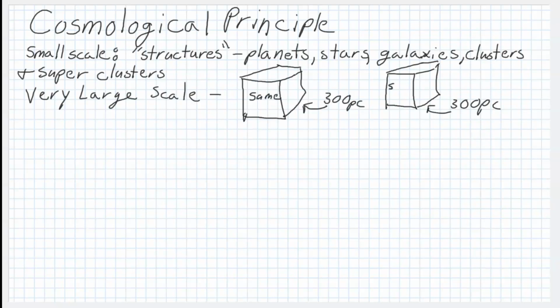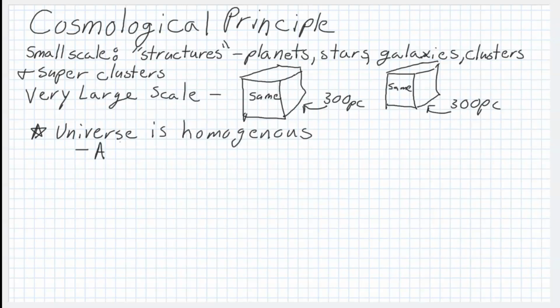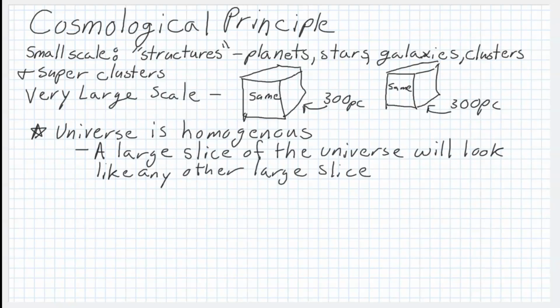I would find that the structures they contain aren't really that unique. There's a similar number of planets, there's a similar number of stars, galaxies, clusters, and superclusters. And so, basically, these two cubes, at the scale of 300 parsecs, I couldn't tell the difference between them, no matter where I took them out of my universe. So this brings us to the first cosmological principle, is that the universe is homogeneous, which means that a large slice of the universe will look like any other large slice of the universe.